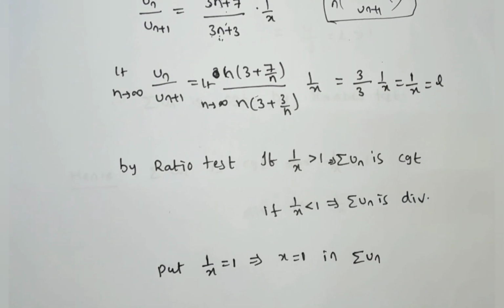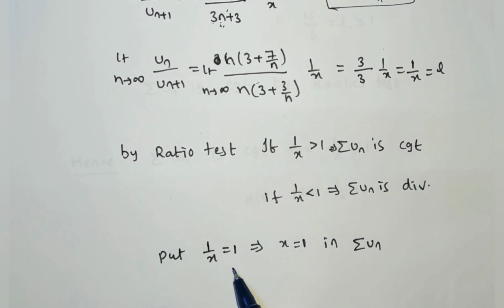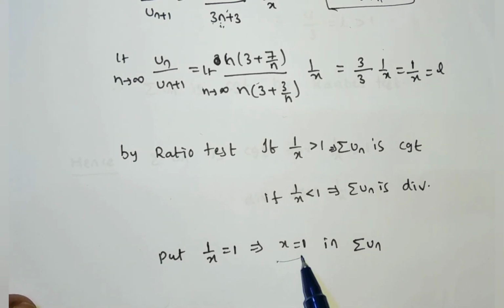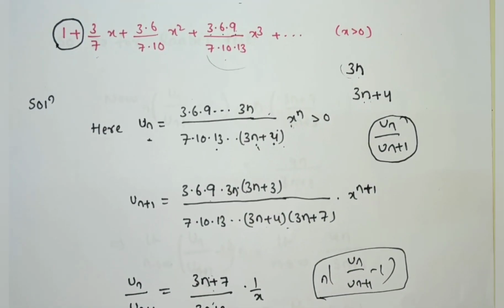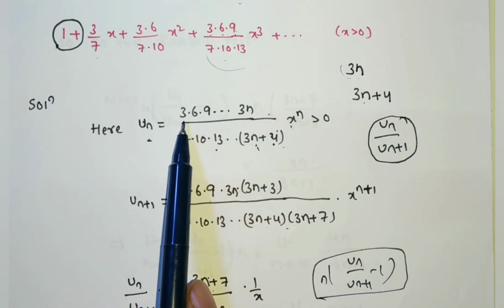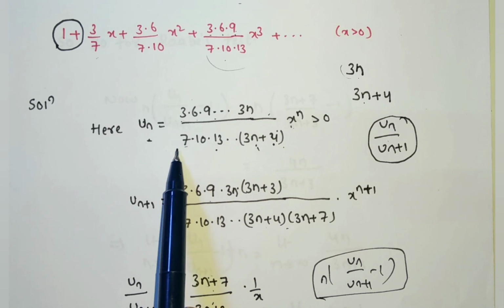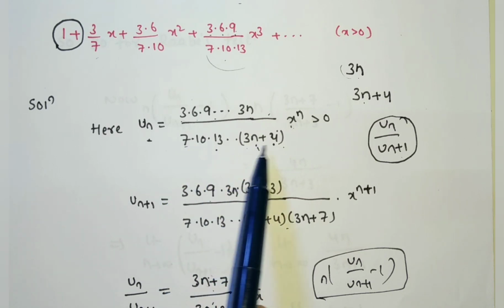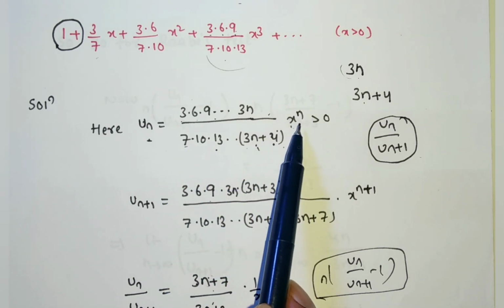Now x may be equal to 1. So put 1 by x equal to 1 in this case, which implies x is equal to 1. Here we have to substitute x equal to 1 in the given series. The given series is this one: 3, 6, 9 and so on up to 3n, by 7, 10, 13 up to 3n plus 4, into x to the power of n. Put x equal to 1.